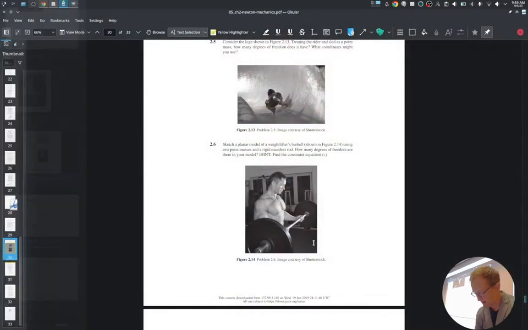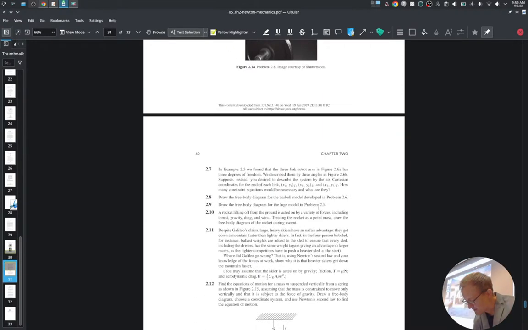And then 2.9. I think 2.9 is the bobsled, the luge model.